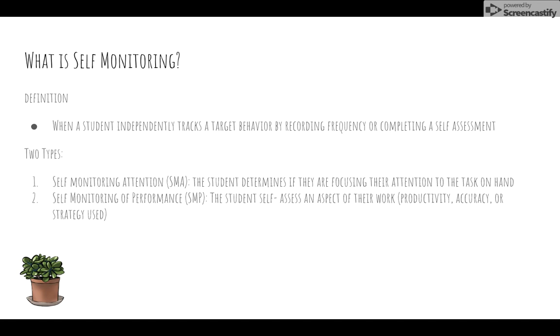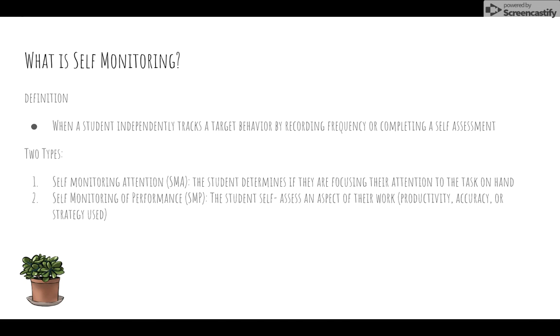So, what is self monitoring? The definition is when a student independently tracks a target behavior by recording frequency or completing a self assessment. And there are two types. So, there's self monitoring attention, which is SMA, which is when the student determines if they're focusing their attention on the task at hand or if they're not. So, the big one for that is off task versus on task.